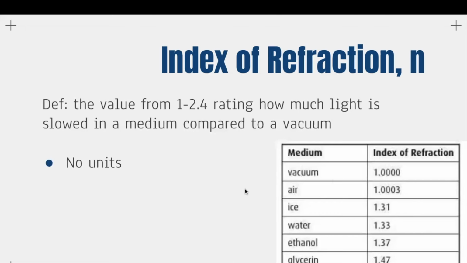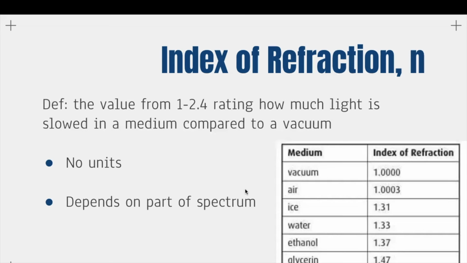Okay, things to know about this. This is a unitless value. It has no units. But I do know the larger the number, the more dense the material, the slower the light. So glycerin on this list is the slowest speed of light. Light slows down significantly when it gets into glycerin compared to air or ice.